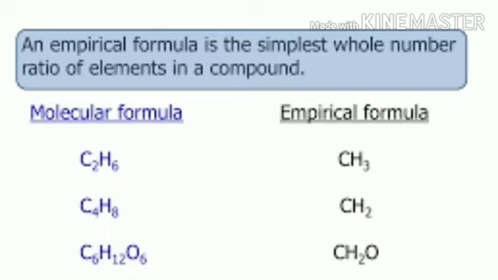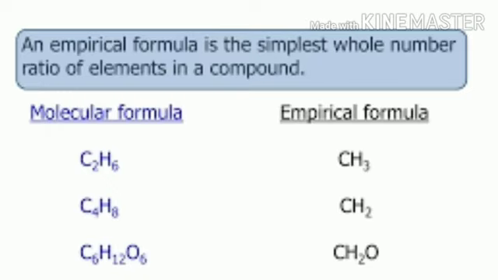Empirical formula gives us the idea of the ratio of the atoms of each of the elements present in the molecule of any compound. For example, C2H6 is the molecular formula of ethane, in which carbon and hydrogen are present in 1:3 ratio. Therefore, its empirical formula is CH3. Now, the next example is butane, in which 4 carbon atoms and 8 hydrogen atoms are present. Therefore, the ratio between carbon and hydrogen is 1:2. Therefore, its empirical formula becomes CH2.